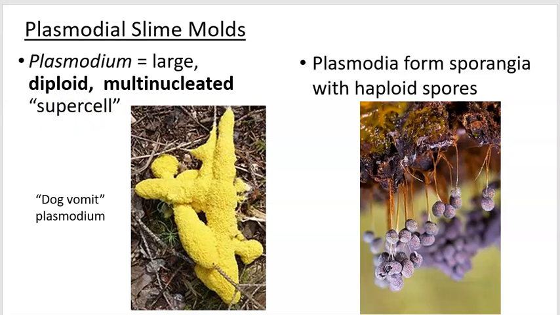This is one of them. It's known as a plasmodial slime mold. And here you can see this Plasmodium, this large supercell that has multiple nuclei scattered throughout.